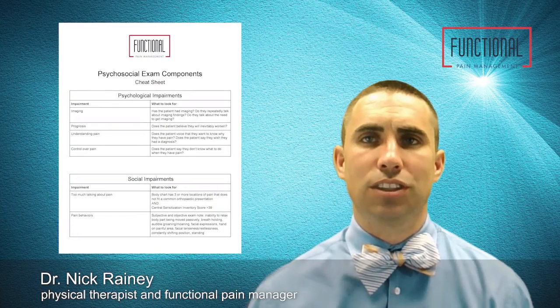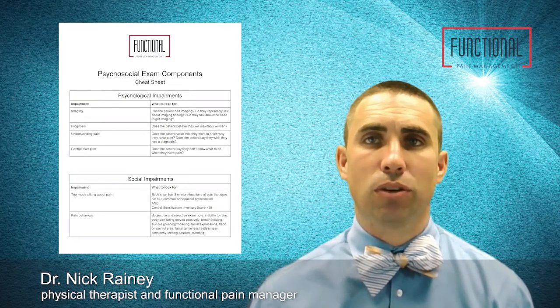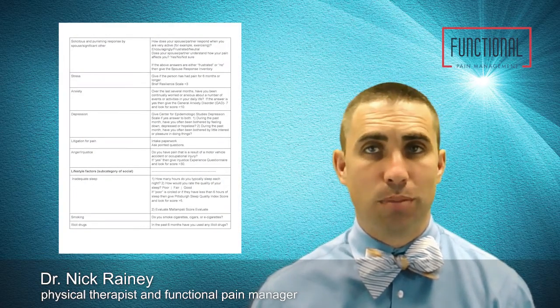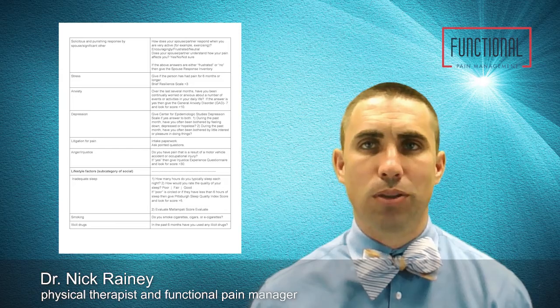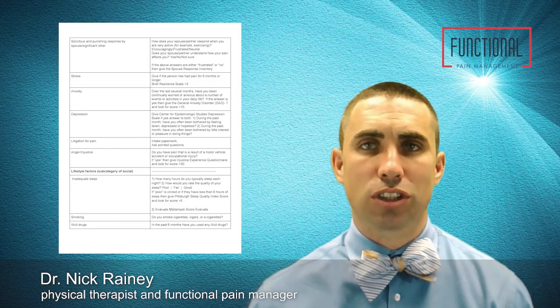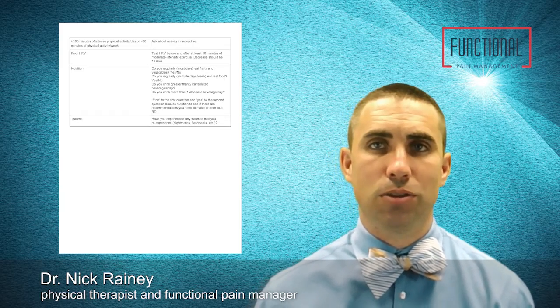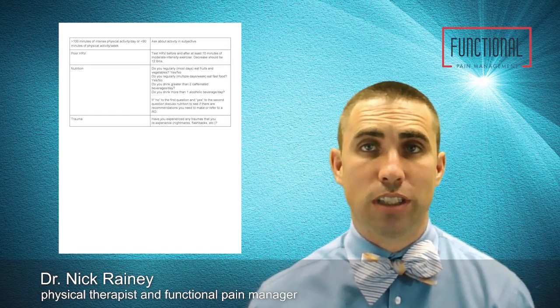The third video in this three-part series describes the psychosocial exam components cheat sheet. This cheat sheet is meant as a cheat sheet for psychosocial factors that should be evaluated. This is not given to the patient, but kept on your desk or saved on your computer. This is used in conjunction with the FPM intake form. For instance, if the FPM intake form says to use the Injustice Experience Questionnaire, do you know what score is recommended to be referred to a psychologist? That's what the psychosocial exam components cheat sheet is for.